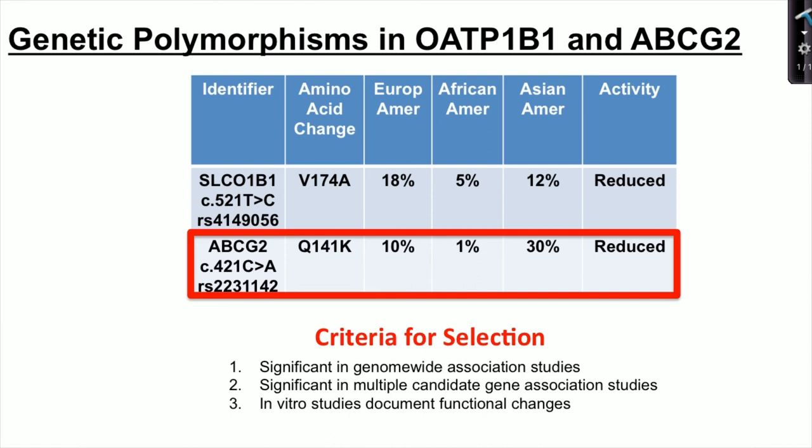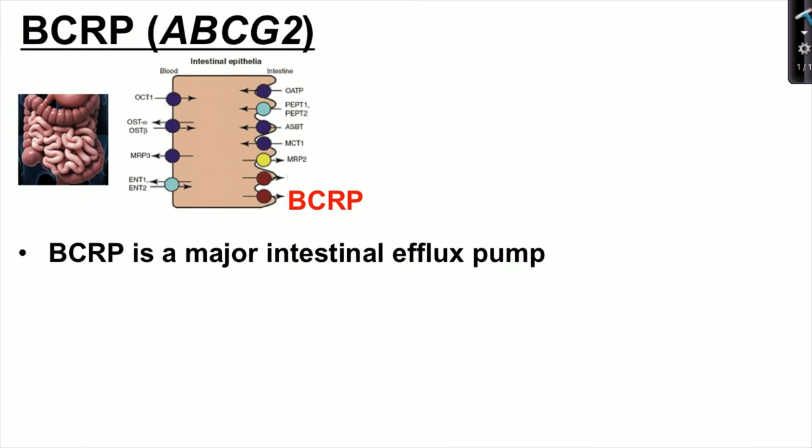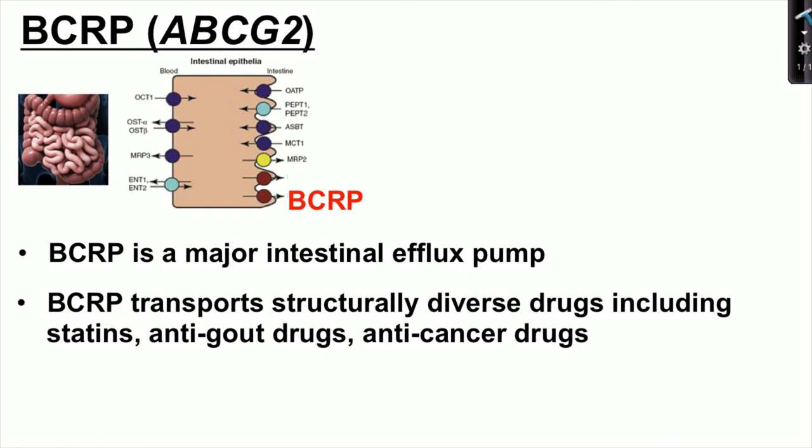So first, reminding you that here it is in the intestine. It was also shown in the liver, on the canalicular membrane, and it's also present in the kidney, on the apical membrane. But it's a major intestinal efflux pump, and it's thought to limit the bioavailability, or the extent of absorption, of a number of drugs that are substrates for it. It transports structurally diverse drugs, including statins, anti-gout drugs, and anti-cancer drugs. And it's located on chromosome 4.